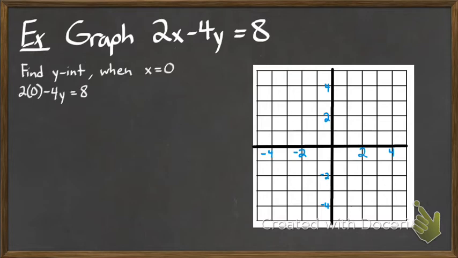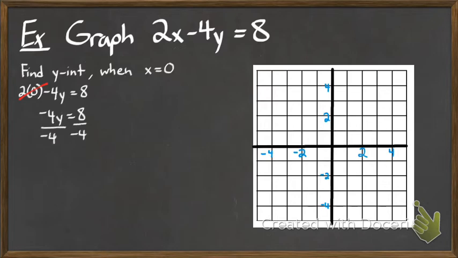So let's plug it in. So we have 2 times 0 minus 4y equals 8. So 2 times 0 just goes away, and we're left with negative 4y equals 8. Now to get y all by itself, we want to divide both sides by negative 4.